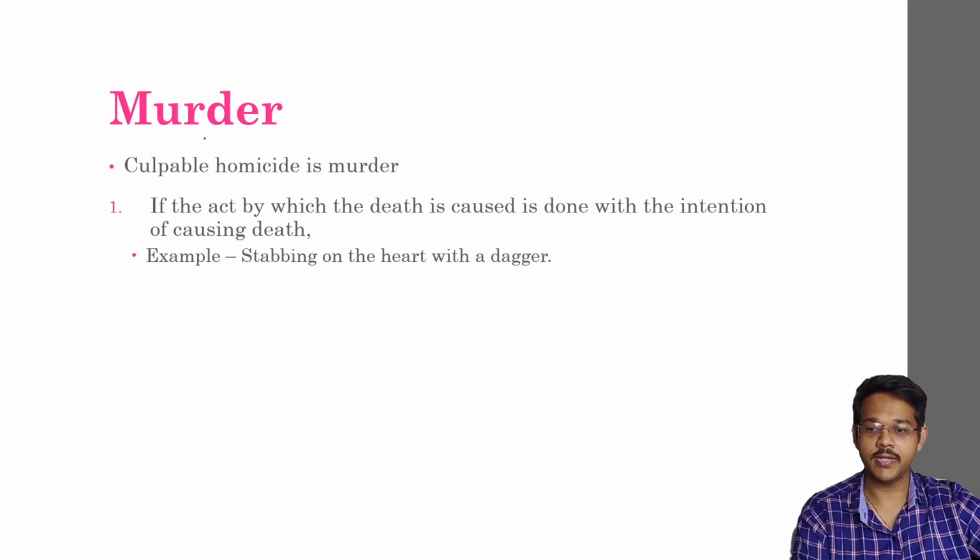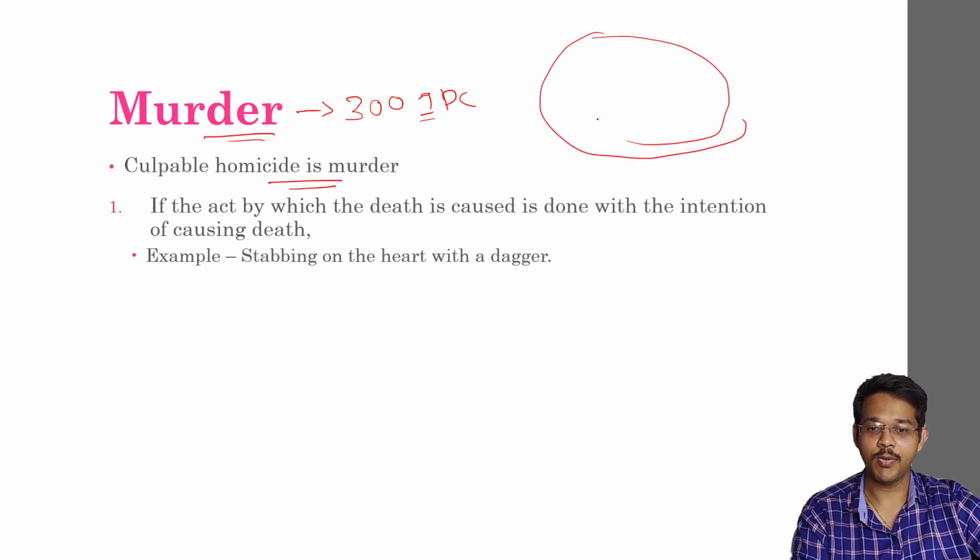Now coming to murder. Murder is defined under Section 300 of the Indian Penal Code. So here culpable homicide becomes murder. We should understand that culpable homicide includes many things, like a vast majority of the body, but only a small part of culpable homicide includes murder.